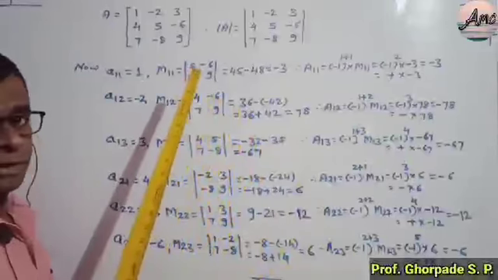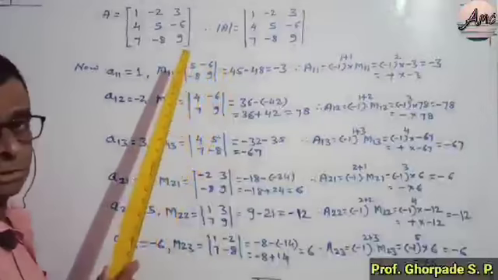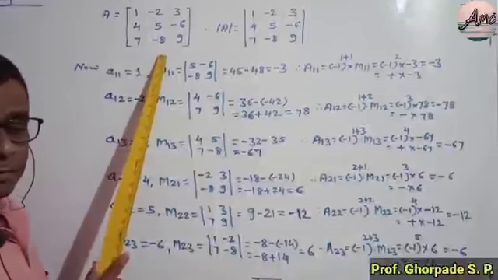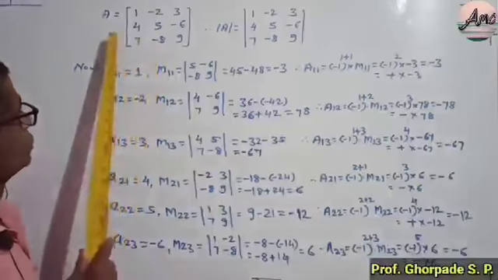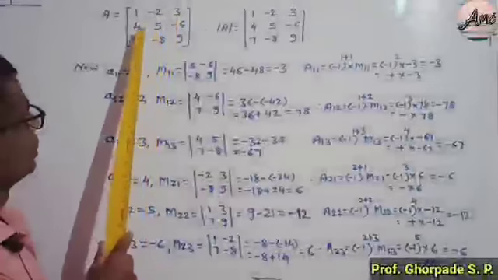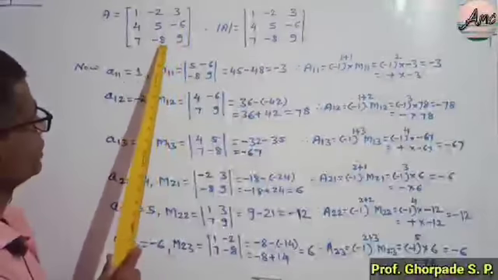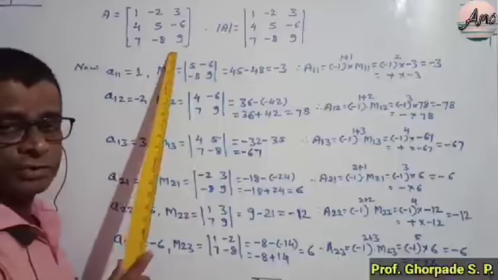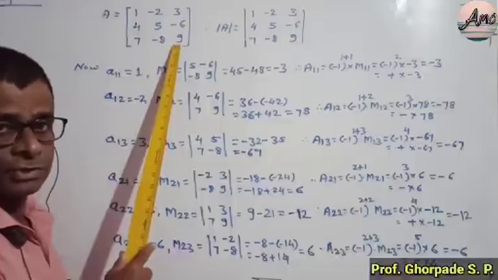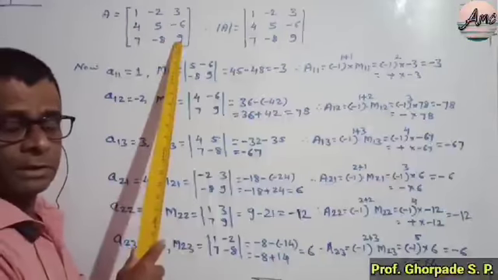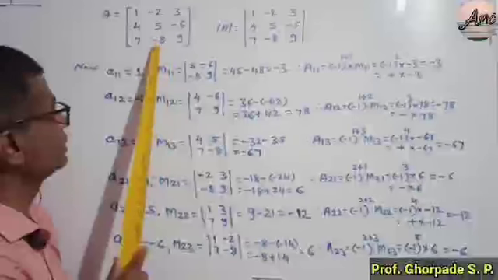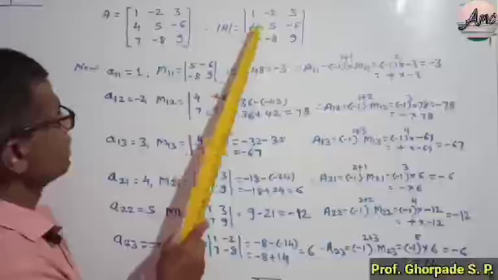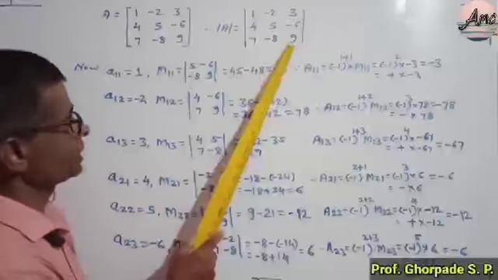So we have to find the cofactors of each element of the given matrix. The given matrix is of third order. Matrix A equals 1, minus 2, 3, 4, 5, minus 6, 7, minus 8, 9. To find the cofactors, first you should know the minors. To find the minors, first you have to convert the given matrix in terms of the determinant. So the determinant of A equals 1, minus 2, 3, 4, 5, minus 6, 7, minus 8, 9.